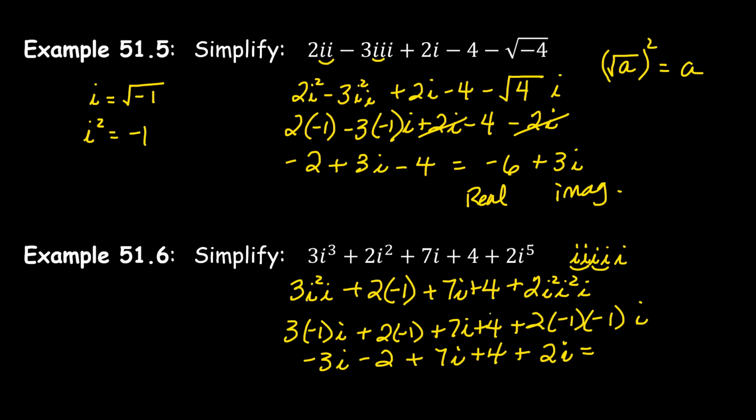And so if I add up all my real numbers, -2 plus 4, that's 2. And if I add up my imaginary numbers, I've got -3i, 7i, and 2i. That's 9 minus 3, which is 6. So plus 6i.